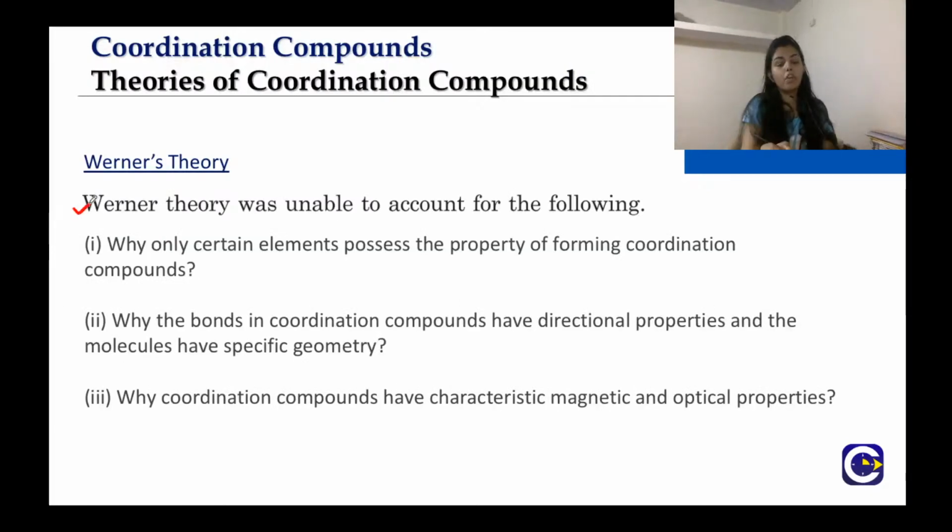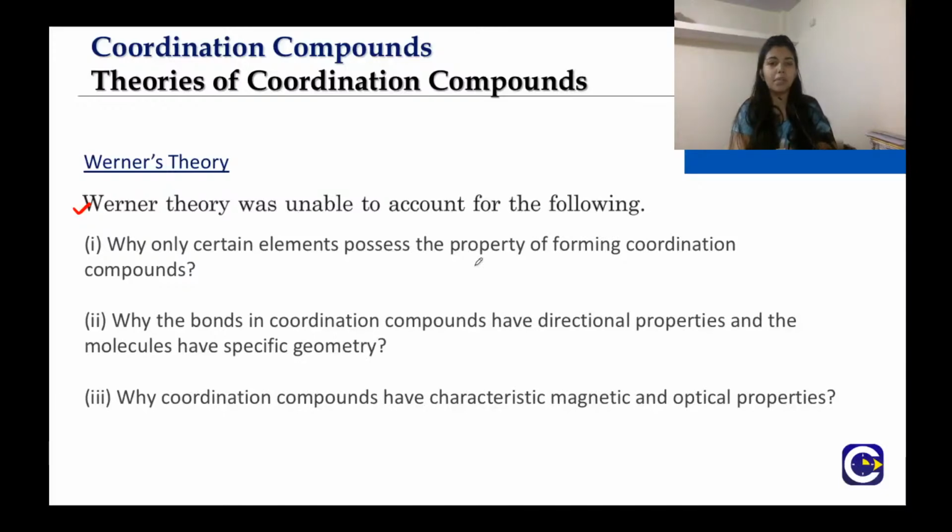Now, basically Werner's theory was unable to account for the following. First, why only certain elements possess the property of forming coordination compounds? Why can't all elements form coordination compounds? Why do the bonds in coordination compounds have directional properties and specific geometry? That was also not explained by Werner's theory. Why do coordination compounds have characteristic magnetic and optical properties? That was also not explained by Werner's theory.